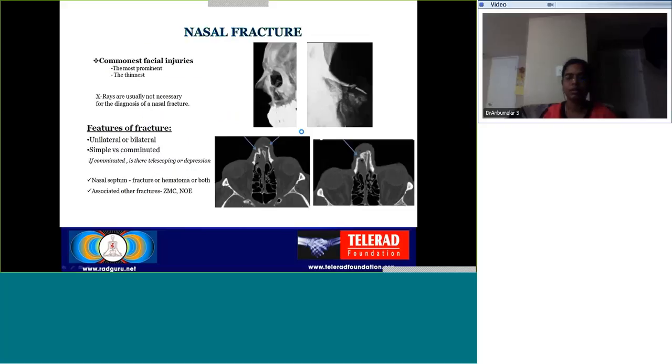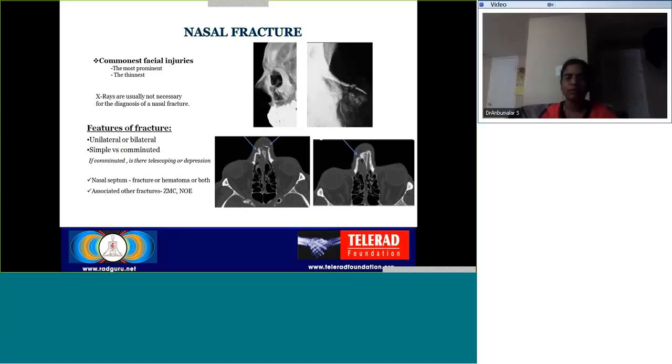First, we will see the nasal fracture. Nasal fracture is the commonest facial injury, as the nose is the most prominent structure in the face and it is a very thin structure. The nose has a suture, and the suture line is usually very translucent and it is parallel to the nasal bone. The fracture is usually transverse to the nasal bones. Like in this case, it is a comminuted nasal fracture. As such, for the nasal fracture, X-rays are not necessary. Only if we suspect more than one fracture in the face, we can go in for the CT imaging.